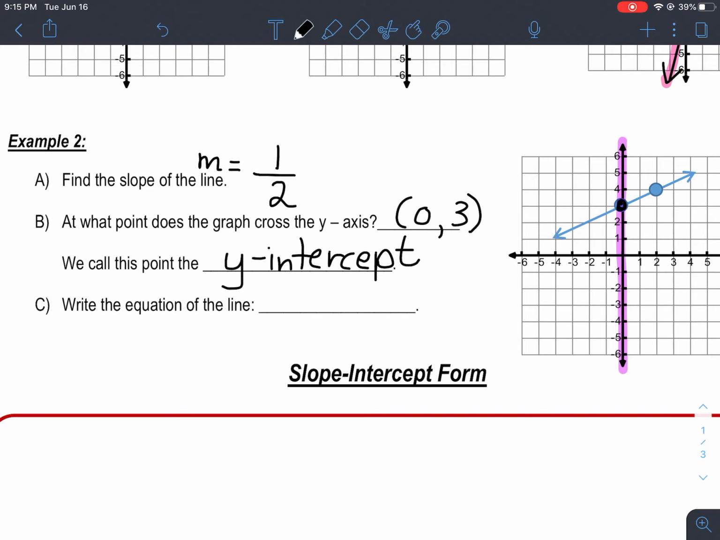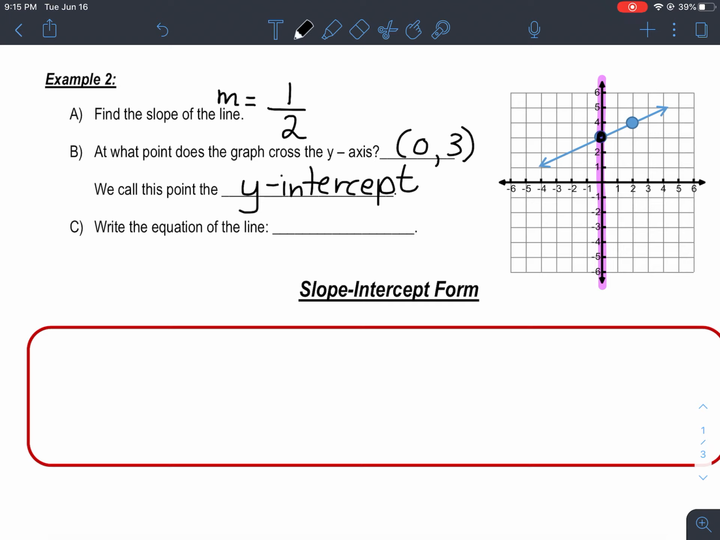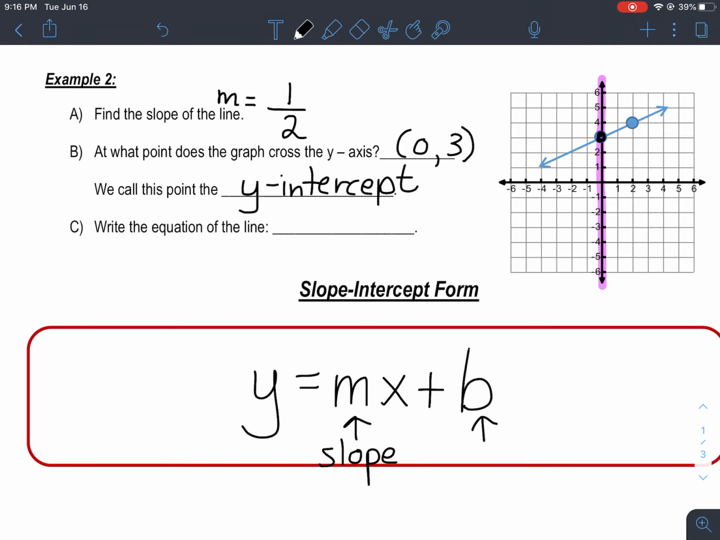Now to write the equation of the line, we need slope-intercept form. Slope-intercept form is y equals mx plus b. Very, very famous equation right there. And you'll hear a lot of people say, if somebody asks, what's slope? They'll say, well, it's y equals mx plus b. That's not what slope is. That's slope-intercept form. The reason it's called slope-intercept form is because you need a slope, which is m, and you need a b value, which is your y-intercept.